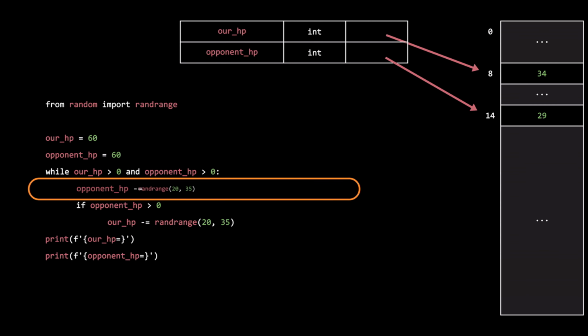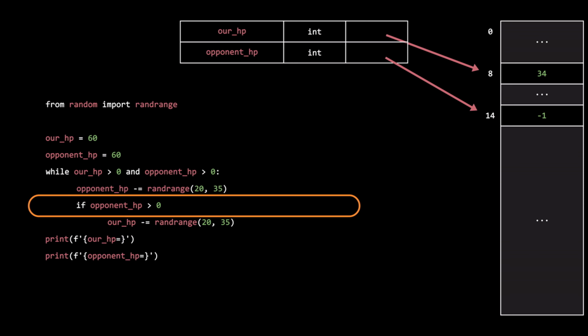So we're going to generate another random number. In this case, we're going to generate the random number 30. So we're going to subtract 30 from the opponent's HP. So that's going to be 29 minus 30, giving us -1. Now, because the opponent's HP is not greater than 0, this if statement condition here fails. So we don't execute the body of this if statement, and therefore we never adjust our HP.